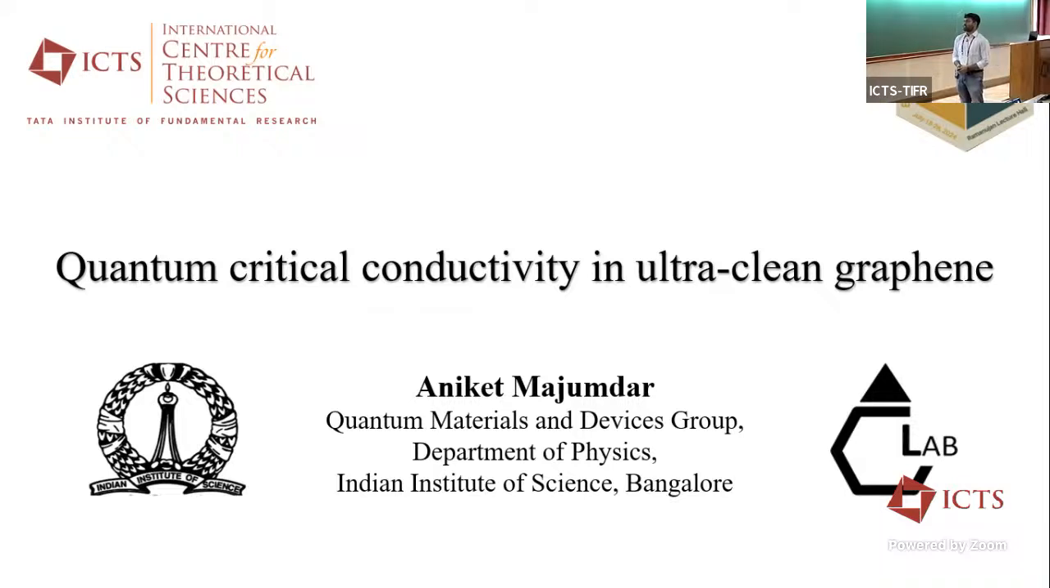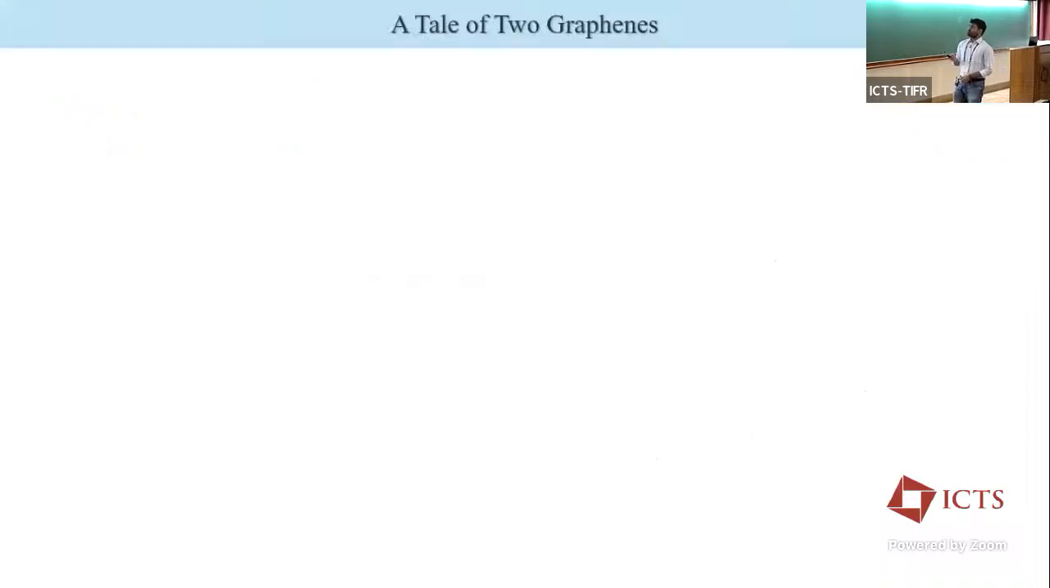Since morning, we have been hearing a lot about defects and disorders and how to get exotic states of matter out of them. We'll be going in a completely different direction. We'll try to see in ultra-clean graphene how we can talk about the quantum critical conductivity in these kinds of samples. So let me talk about a tale of two graphenes.